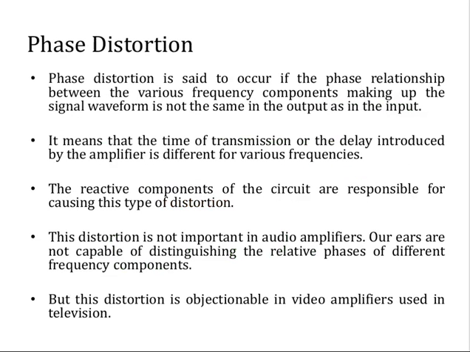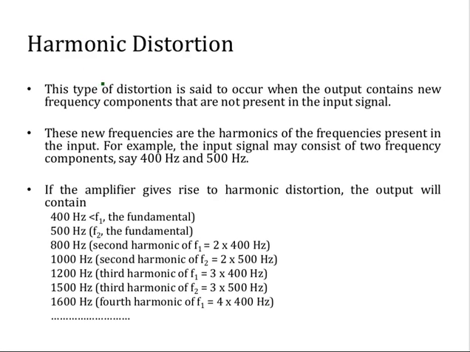Phase distortion is said to occur if the phase relationship between various frequency components making up the signal waveform is not the same in the output as in the input. It means that the time of transmission or the delay introduced by the amplifier is different for various frequencies. The reactive components of the circuit are responsible for the phase distortion. This distortion is not important in audio amplifiers. Our ears are not capable of distinguishing relative phases of different frequency components, but this distortion is objectionable in video amplifiers used in television. Next, we'll see what harmonic distortion is.